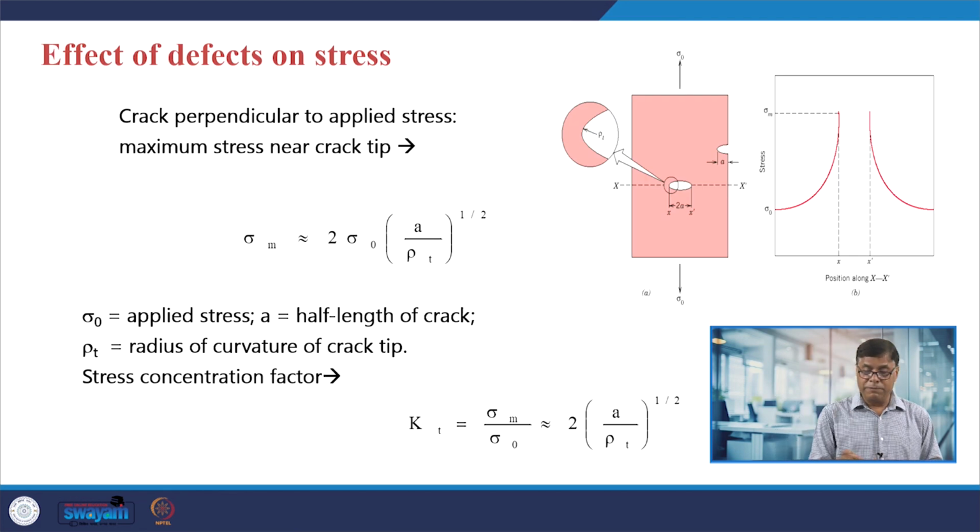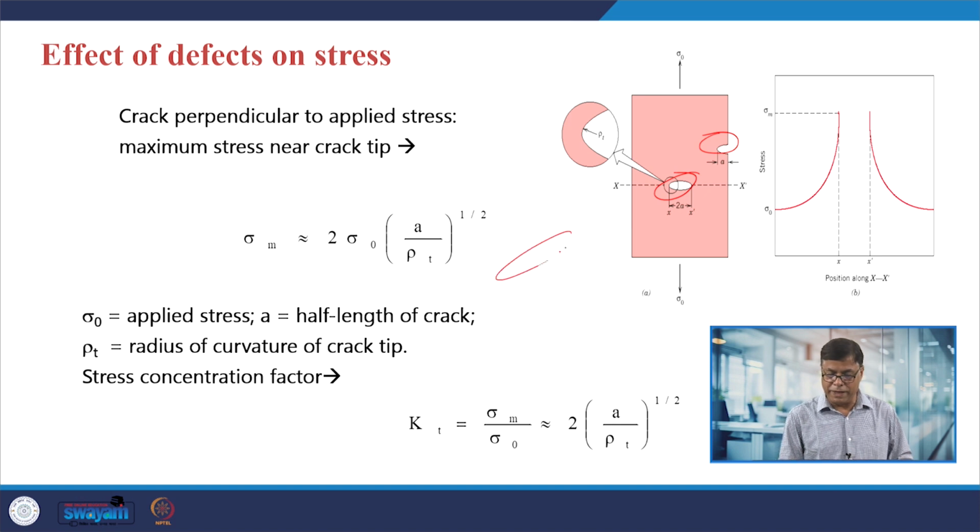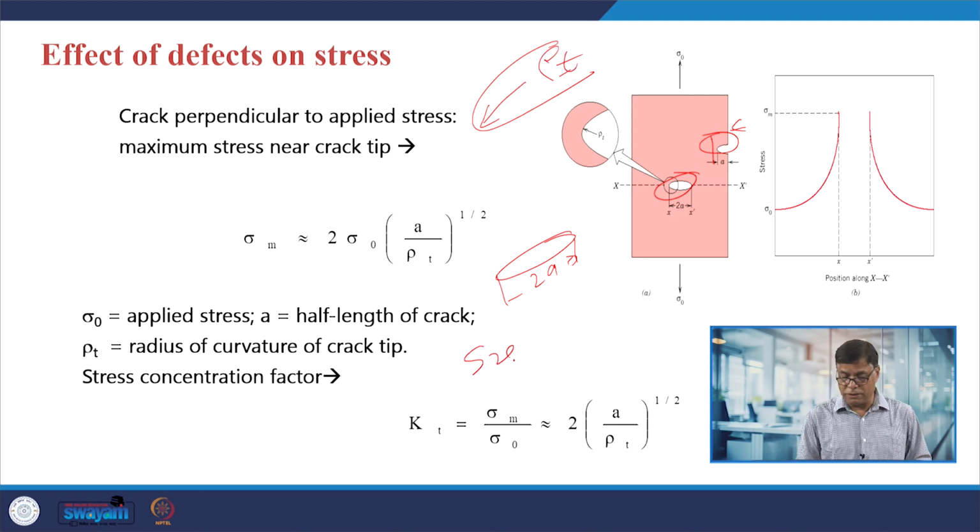Say there is a defect, either a surface defect or an internal defect. For an internal defect the defect size is say 2A, and for an external defect the defect size is A only, that is how it is considered. And the radius of the crack tip is rho t. So these are the two things: the size of the defect, that is A for open and 2A for the internal defects, and rho t, the crack tip radius. These are the two most important factors.